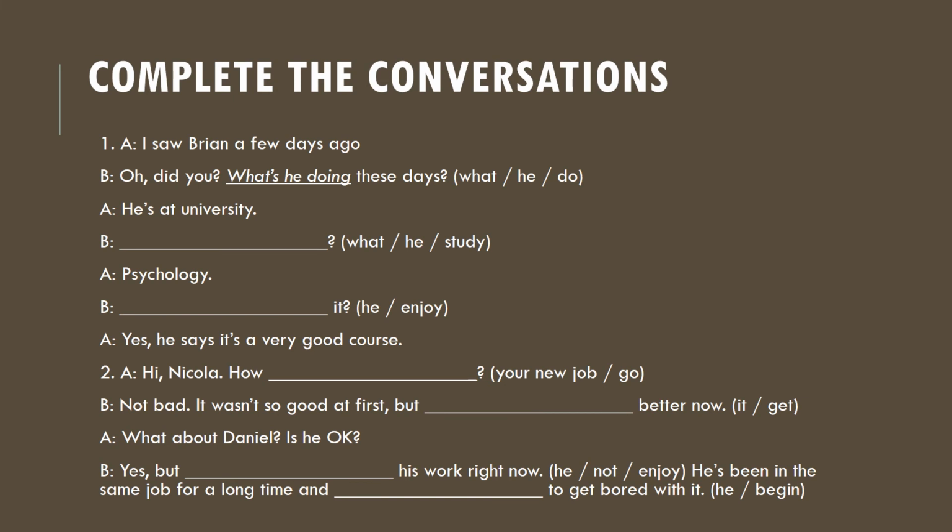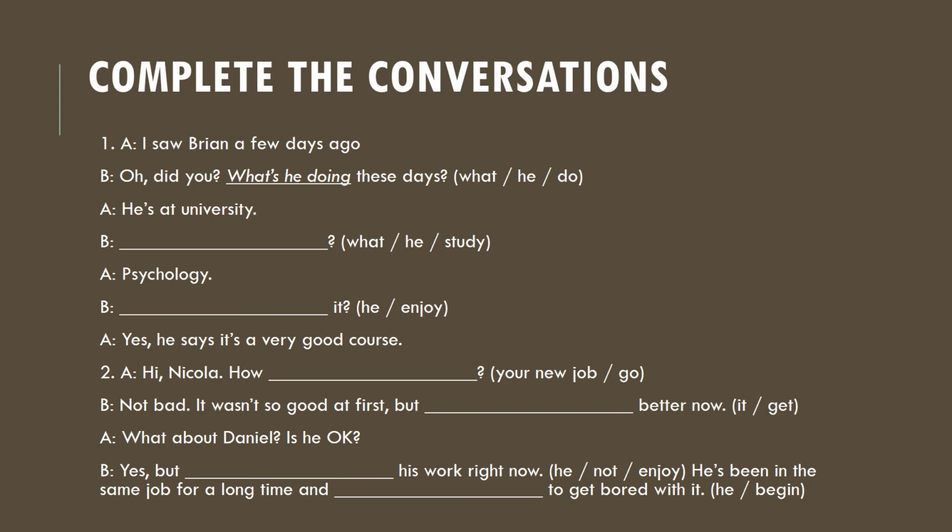What about Daniel? Is he okay? Yes, but his work right now he not enjoy. So right now is a sign that we are dealing with a present continuous. He is not enjoying his work right now. He's been in the same job for a long time and starts to get bored with it. He begin. Begin is also a verb that expresses change. So we say he is beginning to get bored with it. This is with regard to this exercise.